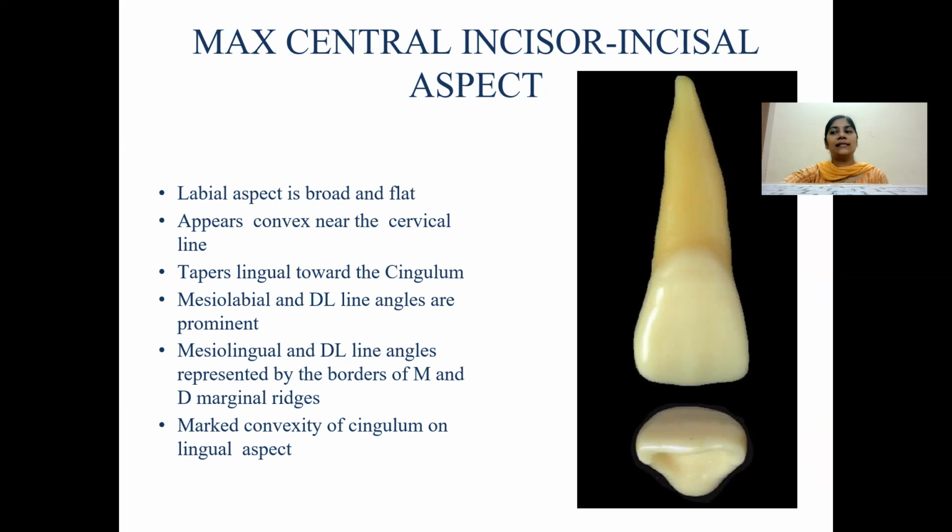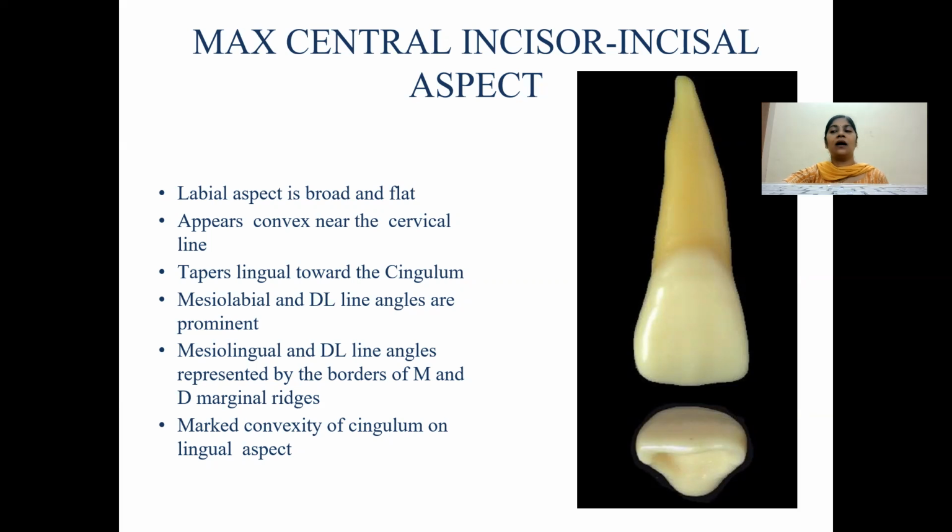The mesiodistal calibration of the crown at the labial line angles is more than that of the lingual line angles. It appears convex near the cervical line, and it tapers towards the cingulum. The mesiolabial and distolabial line angles are prominent, and the mesiolingual and distolingual line angles are represented by the borders of the mesial and distal marginal ridges, and there will be a marked convexity of the cingulum on the lingual aspect. So we can appreciate the tapering, the convergence towards the lingual side, over here.